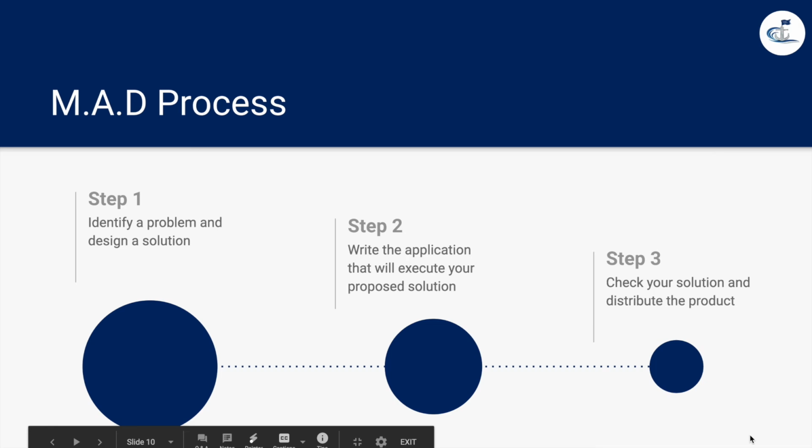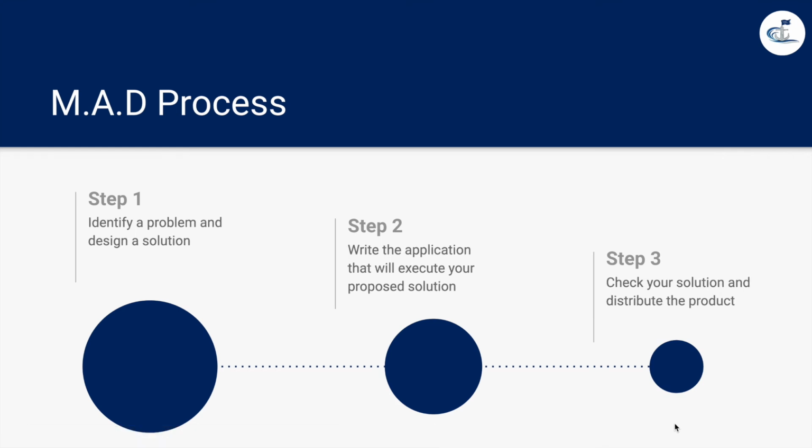Now once we have done that, we can move on to step 2 and write the application that will execute your proposed solution. Now, this is where we really bring our design elements to life. Once we understand what it is that we are trying to achieve, it will be much easier to actually put this into action. And then the third step, checking our solution, making sure it's the most effective implementation of what we're trying to do, and distributing the product if our solution checks out.